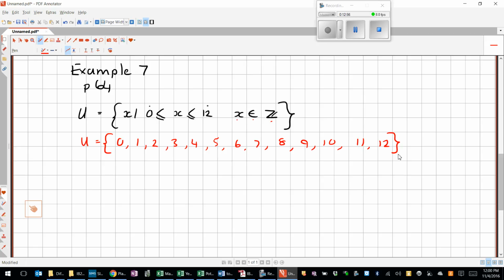Now we are told though that we have 2 sets, so that would suggest we're going to have 2 circles within our rectangle. So A is 2, 3, 5, 7, 11. And B is 1, 3, 6, 7, 8. It's a good job you don't lose marks for not having a good bracket.